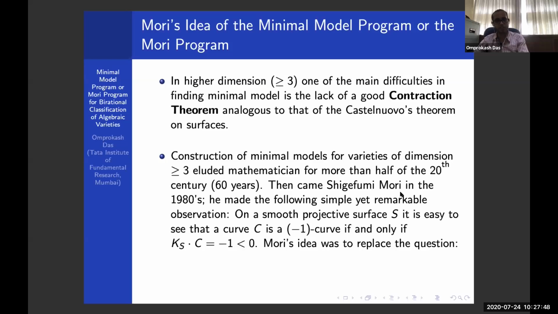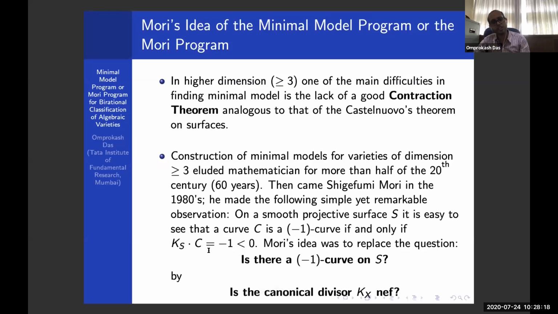He observed that what Castelnuovo is saying is that you can contract a -1 curve. But a curve C on a smooth projective surface is a -1 curve if and only if the intersection of C with the canonical divisor of S is -1. In particular, it's a negative number. The -1 was not important for him; what was important is that the intersection is negative. So Mori's idea was to replace the question of whether there is a -1 curve on S by the question: is the canonical divisor K_S nef or not? When there is a -1 curve, K_S dot C is negative, so K_S is definitely not nef.